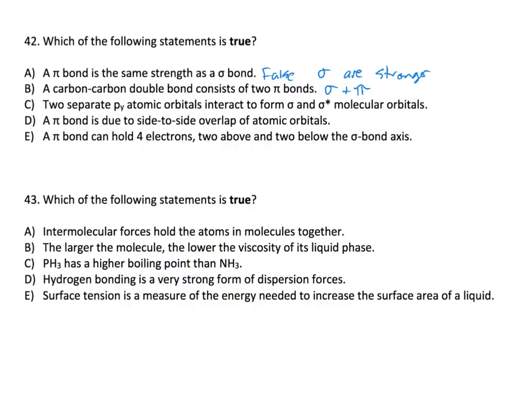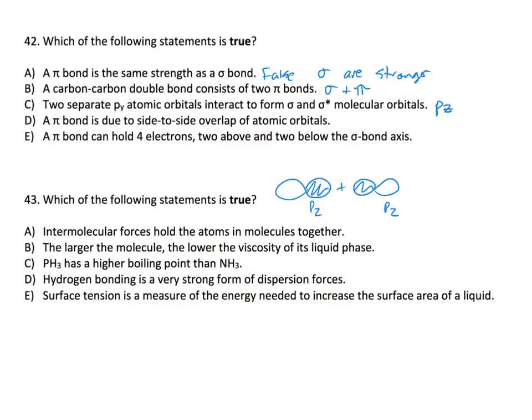C, 2 separate py atomic orbitals interact to form a sigma and sigma star. No, that would be a pz. 2 pz's can interact to form sigmas, while the py's and the px's form pi's.